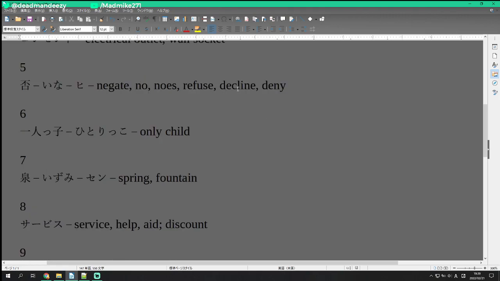Number 5 is ina or he, which is to negate: no, no's, or refusal, declining, or deny. Radicals in this kanji are the radical for no over a mouth, so it's like it's spoken. This is the kanji for the no word in Japanese, iie or ya. If you hear iie or ya, usually it's just written in hiragana, but this is the kanji for it in case you wanted to know. Other ways to pronounce it if it's in a compound word are ina or he.